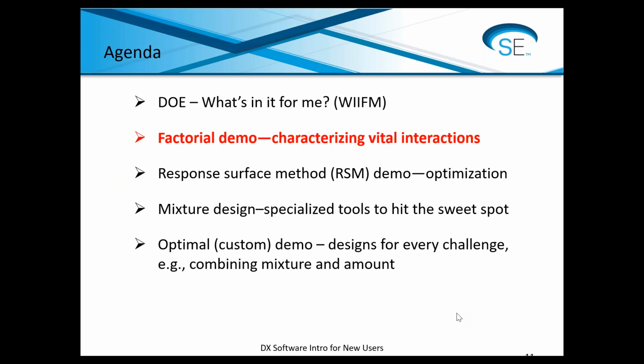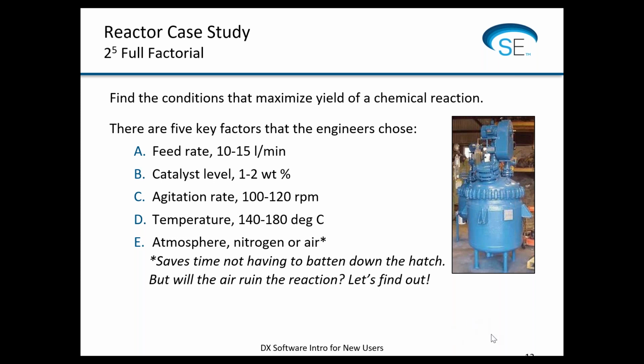So let's look at a factorial demo. And again, a factorial is going to look at what factors drive a process and the relevant interactions in a system. So here we go. I'm a chemical engineer, so pardon my bias. We're going to look at a chemical system. We're going to find the conditions that maximize the yield of a chemical reaction.